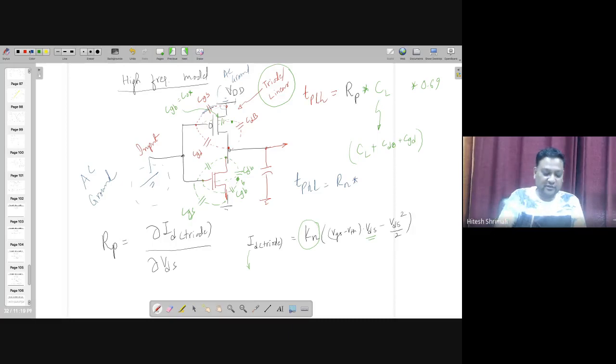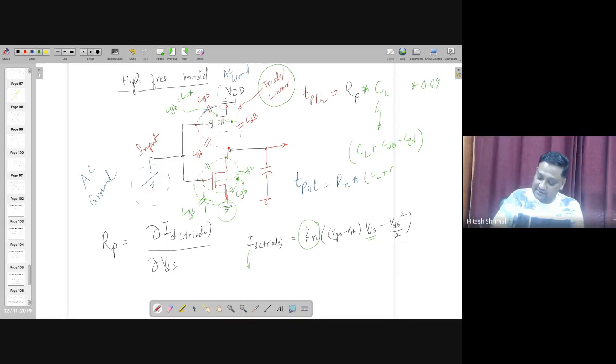So CGS will be removed. Both sides are ground. Notably, the ground shown over here is DC ground, but we are talking about the high frequency model where it's ground. Okay, so in that case, you are going to see different capacitance. Those capacitance all are in shunt, so all will be added in phase.